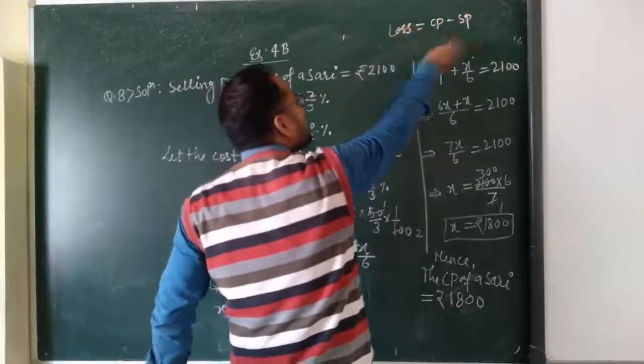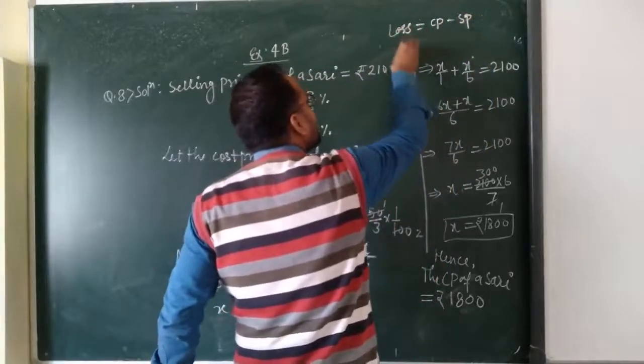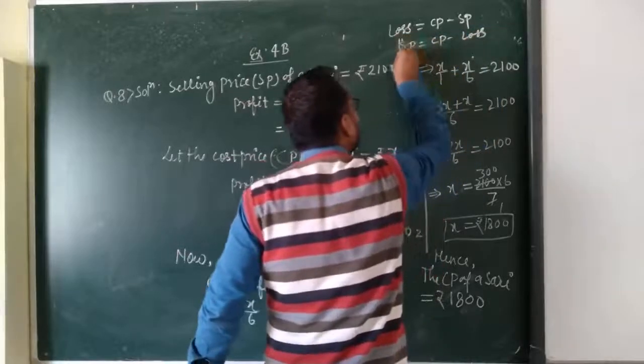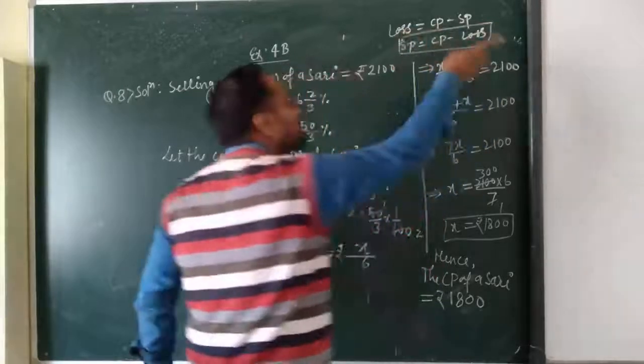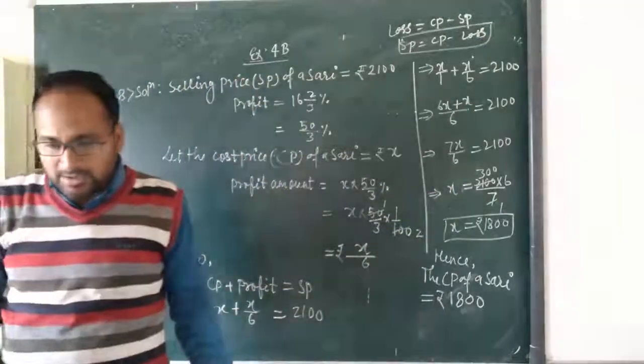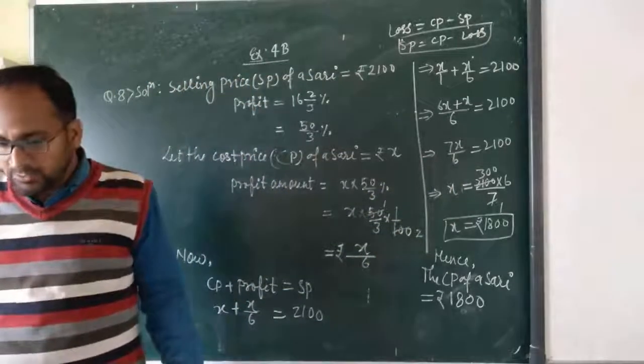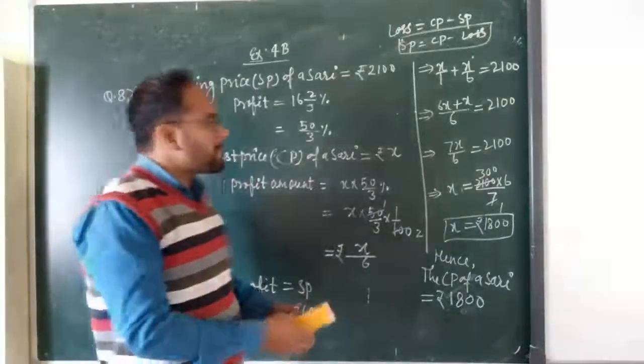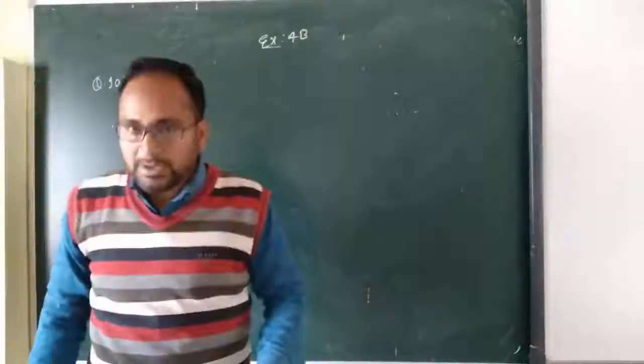SP is given. So what you will get, students? SP is equal to CP minus loss. Use this formula, that is CP minus loss is equal to SP, for question number 9. So question number 9 you will try yourself, students. Now see this question number 10, students.